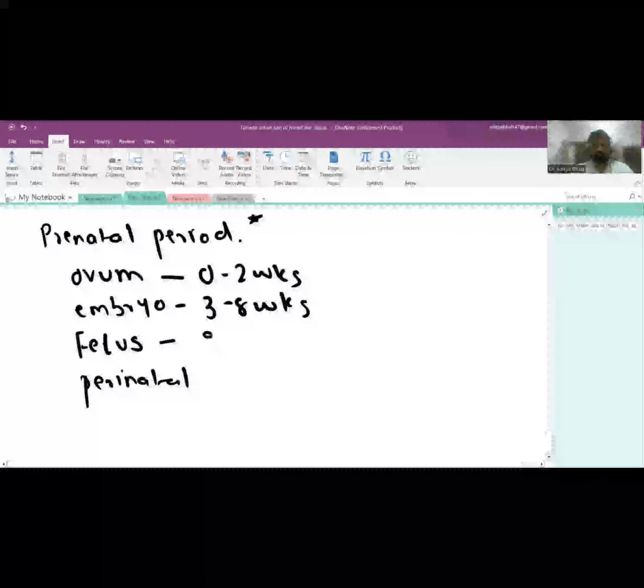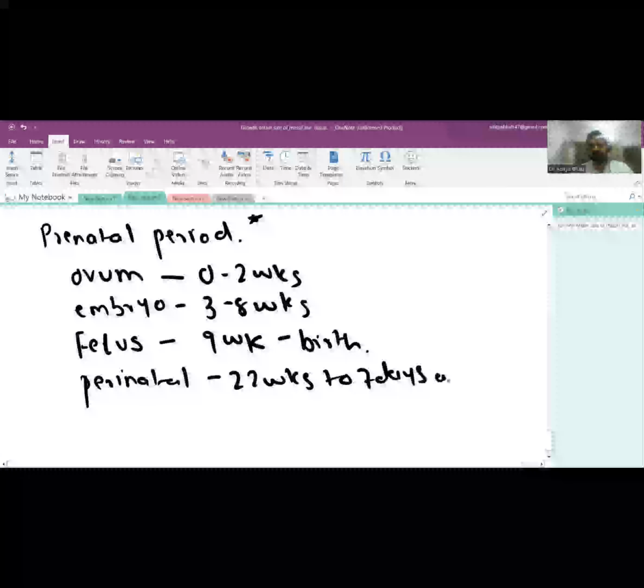So when is a fetus called a fetus? 9 weeks to birth, and the perinatal period is 22 weeks to 7 days after birth.